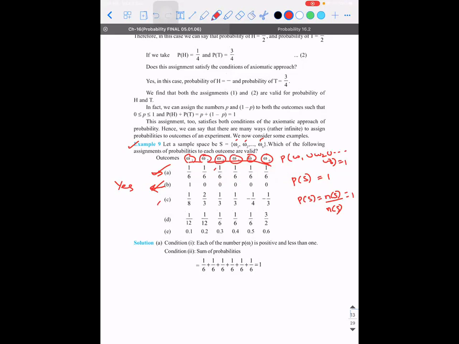What about C? 1 by 8, 2 by 3, 1 by 3, 1 by 3, minus 1 by 4, minus 1 by 3. What does that tell us? They are trying to say the probability of omega 5 is minus 1 by 4, and the probability of omega 6 is minus 1 by 3. Is this kind of scenario possible?